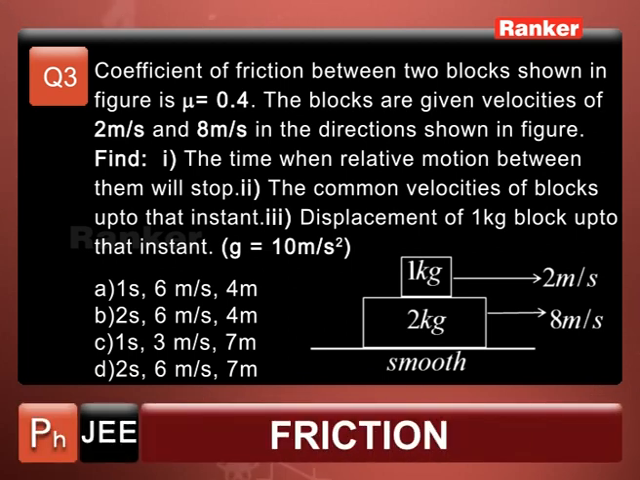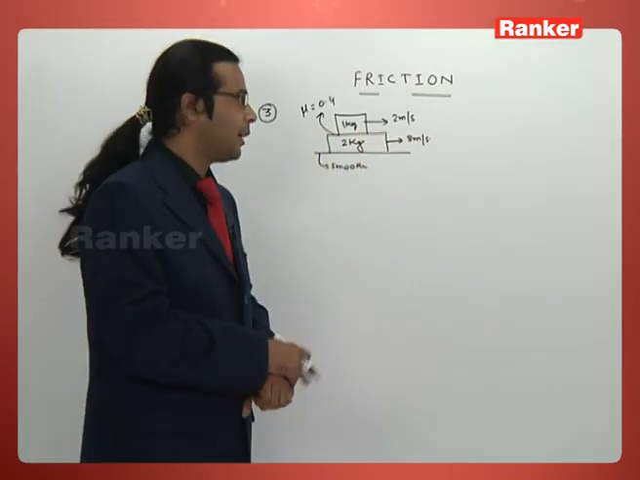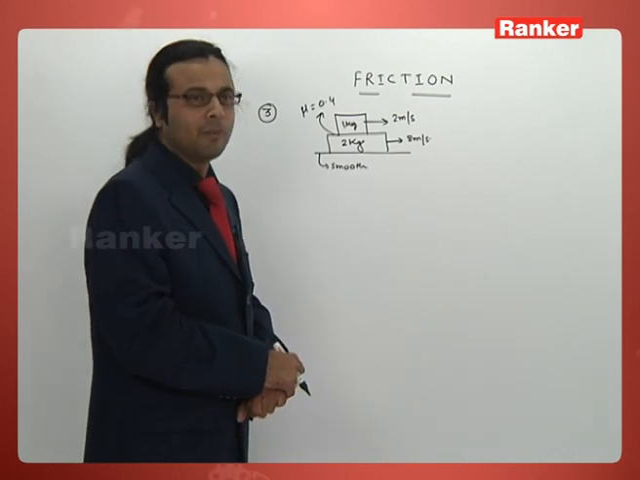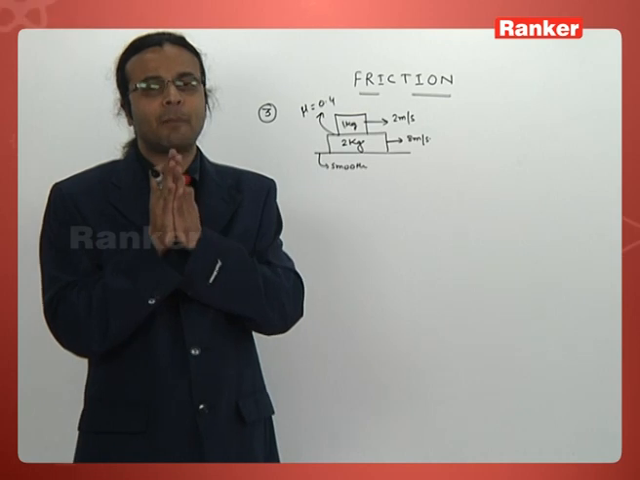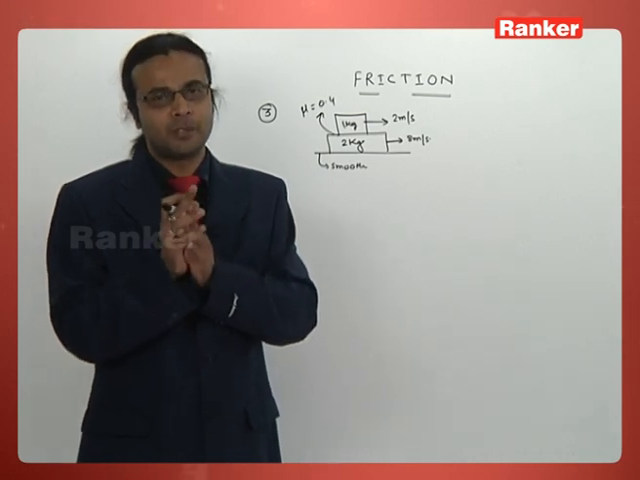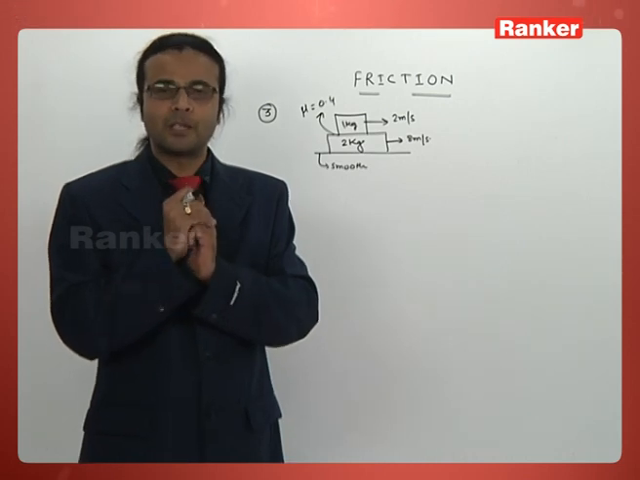Part 2, common velocity of the blocks up to that instant. Part 3, displacement of the 1 kg block up to that instant. g is given as 10 meter per second squared. Obviously this is a state of slipping condition, so frictional force will be maximum, that we know, because whenever a force is applied on a body, then we think about the self-adjusting force. Otherwise, when the velocities are given, we think about the frictional force being maximum.